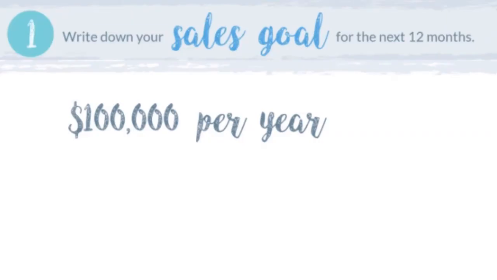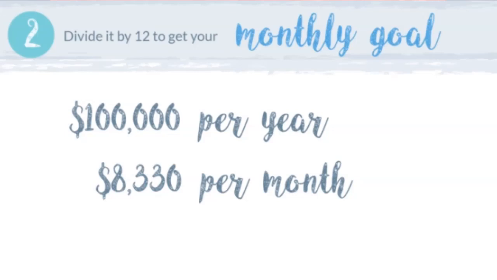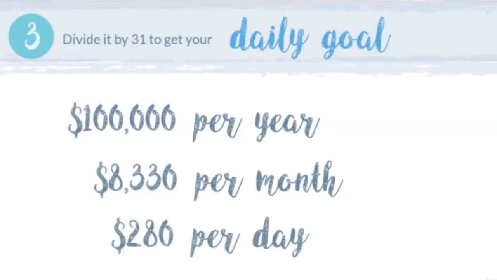I want you to write down your sales goal for the next 12 months. In this case, it's going to be $100,000, and then divide that by 12 to get your monthly revenue goal. So $100,000 will be $8,330 per month. That sounds a little bit more manageable, right? But what if we break it down further? $8,330 per month will give you, give or take, $280 per day.